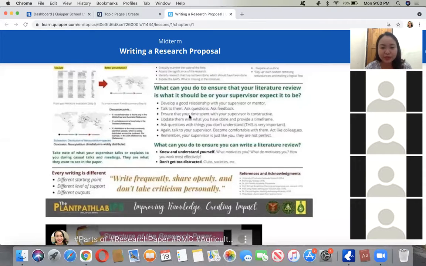So talk to them. Ensure that your time spent with your supervisor is constructive. Don't debate, because sometimes you have your own idea that you want to prove and insist on, but your advisor will be the one to approve anything in the end. So just follow them. Update them with what you have done and provide a time frame, like what you've been doing now. Update them, because it might be too late at submission time and you're on the wrong path.